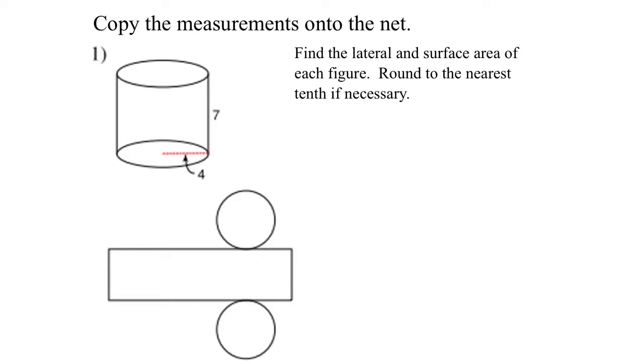Copy the measurements to the net. So just so we understand what a net would be, the two-dimensional shape. Like if you were to put this on a piece of paper and then cut it out, you could actually fold it into, well, this is what we call a cylinder.